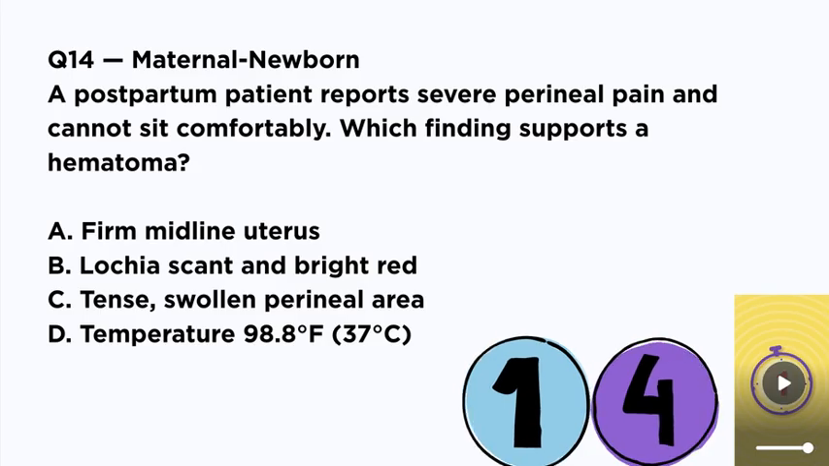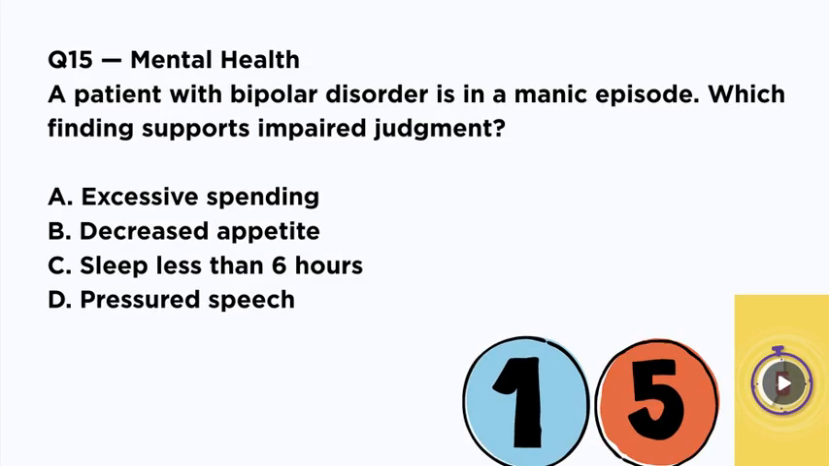Okay, letter C is the correct answer. Did you get that? A firm, swollen, painful perineal mass indicates blood collection in the tissue. Let's go to question number 15, which is mental health again.